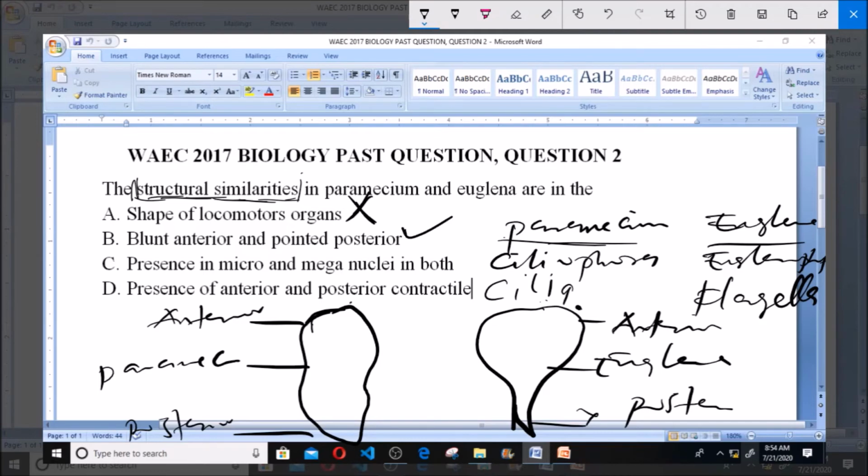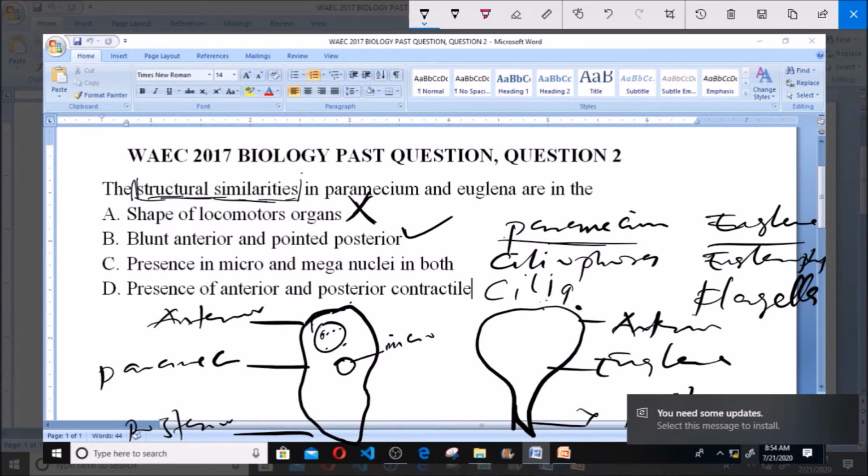Now, C says the presence of micro and meganuclei in both. A paramecium has two nuclei. It has a macronucleus, which is the big one, and it has a small one, which is the micro. Now, this macro can also be called meganuclei, but for a euglena cell, it has only one nucleus. It has just one nucleus for the euglena cell, so this is out.